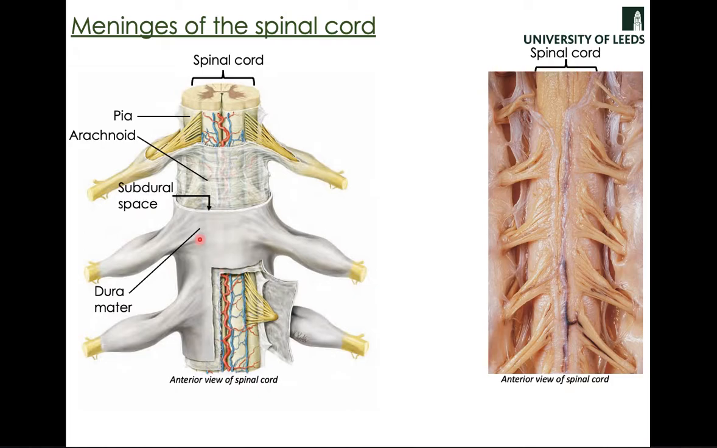We know that the space between the dura and the arachnoid, we call it the subdural space, which is a potential space. And just underneath the arachnoid, between it and the pia, we have the subarachnoid space, which is real because it's filled with CSF.